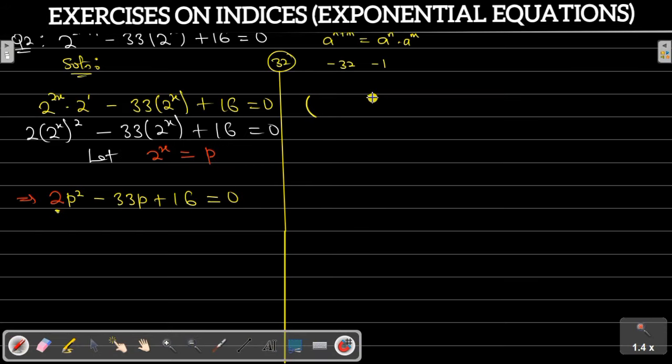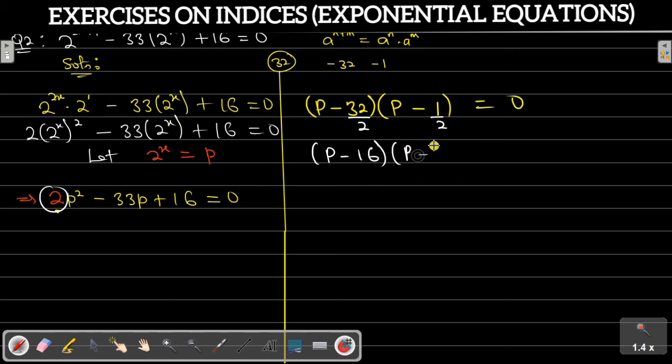When the coefficient is not 1, you still open your 2 brackets, equals 0. Now in this case we have p, so bring in your p, then you have p. Bring in the factors you got, minus 32 and minus 1. Because the coefficient of p is not 1, you use it to divide each of these factors, so you have all over 2. That gives us bracket p minus 16, then into p minus half, equal to 0.